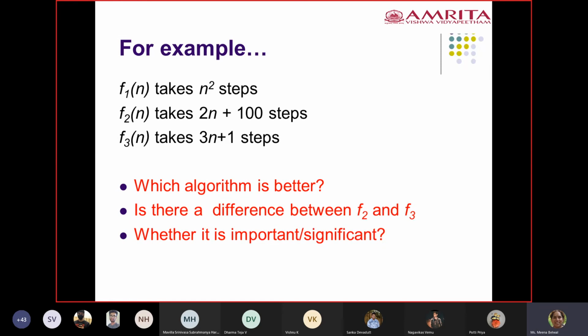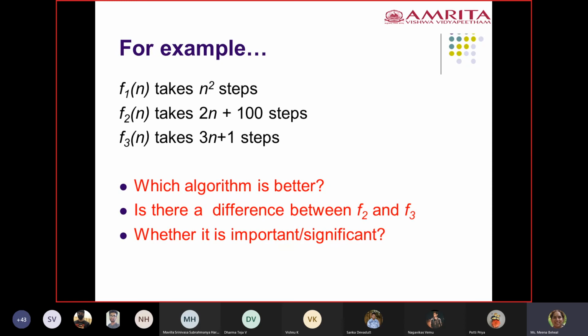The next question is, is there a difference between f2 and f3? Now it is a difficult question to answer, right? You will say it depends on the value of n. If n is quite large, you will ignore this 100 and this 1 also. Then which one is better, 2n or 3n? Let's say n is 10,000, so 3n is going to be 30,000 and 2n is going to be 20,000. So should we say that 3n plus 1 is better than 2n? That's a difficult question to answer.